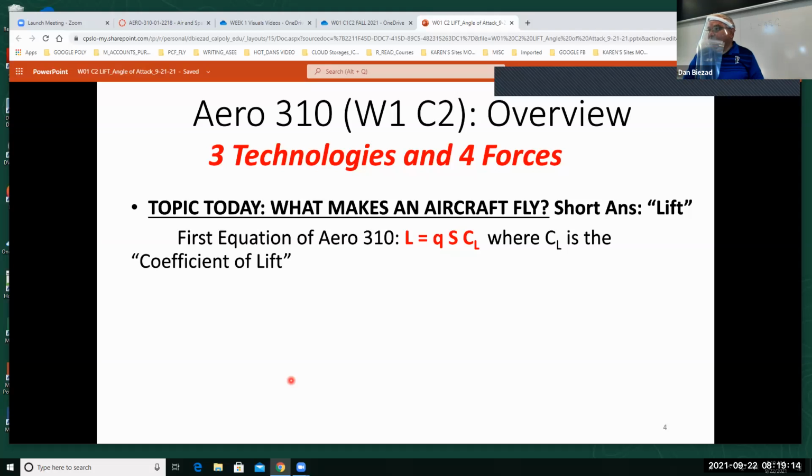We'll talk about that in week 3. It's part of the guidance and control. So actually, you could say there are almost 4 technologies, because the avionics part, the electronics part, is a part of all the other 3.